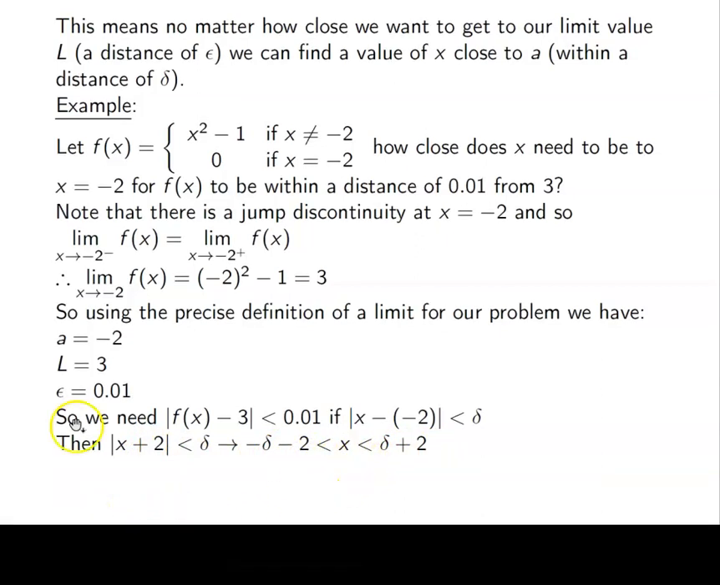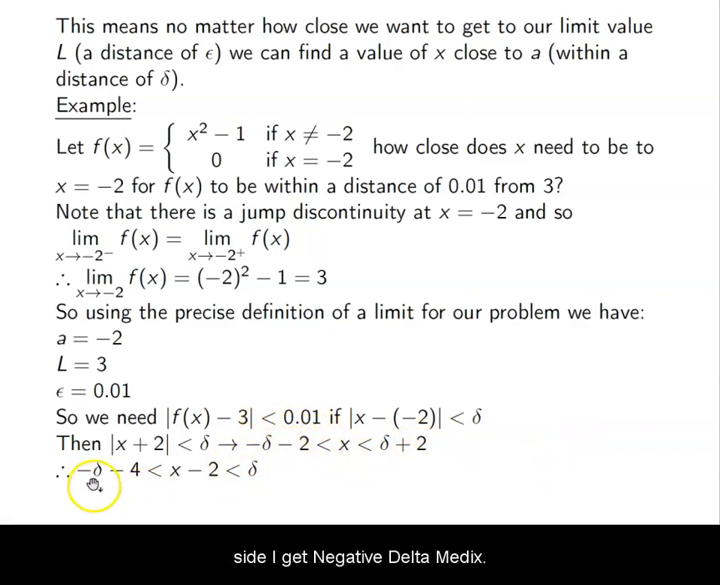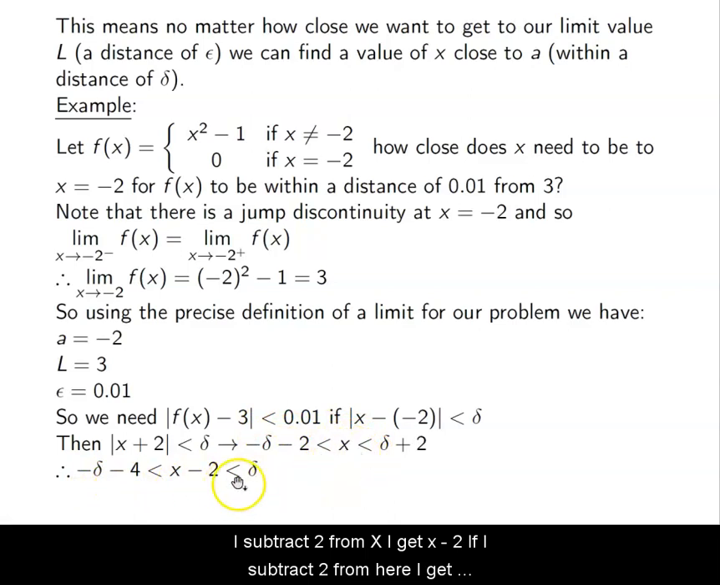So here I have that negative delta minus 4 is less than x minus 2, which is less than delta. What I did here to get to this line is I subtracted 2 from everything, right? This whole inequality I subtracted 2 from. If I subtract 2 from this side, I get negative delta minus 4. If I subtract 2 from x, I get x minus 2. If I subtract 2 from here, I get delta.